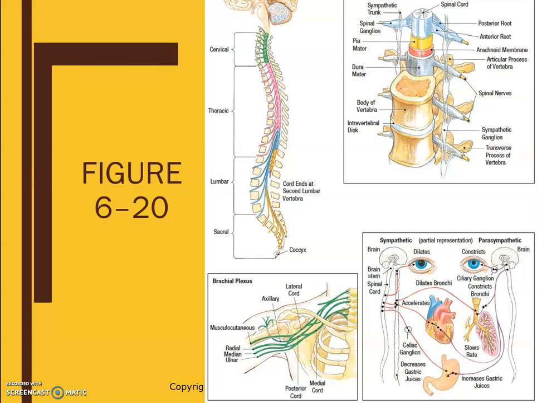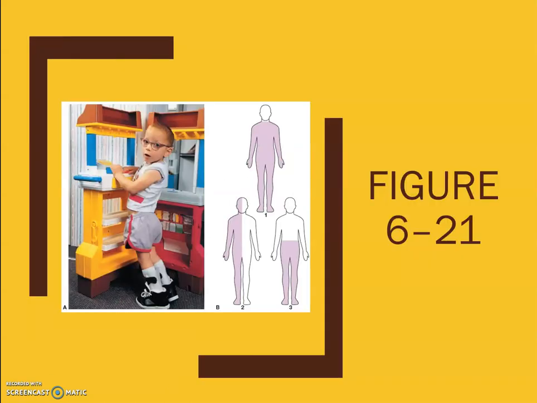Figure 6.20 goes over the detailed structures of the spinal cord, as well as the components of the spinal column. Figure 6.21 talks about different types of paralysis and their location.